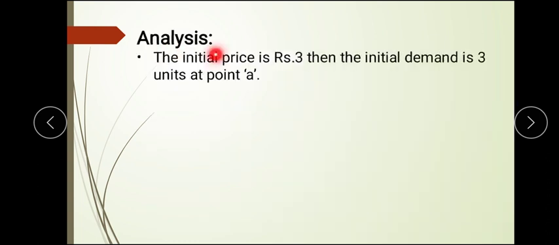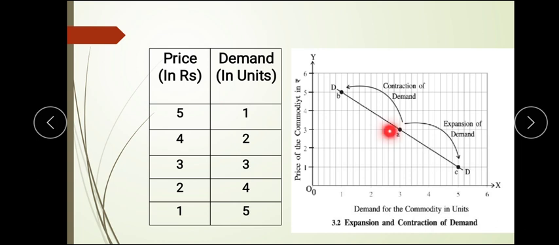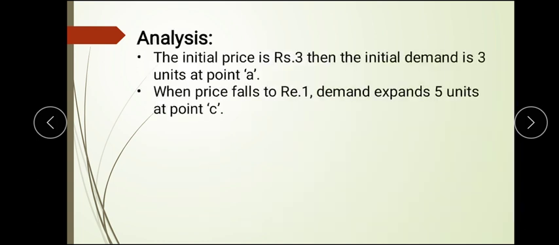Now let us analyze it. You find that the initial price, that is the starting price, is 3 rupees, and the starting demand was 3 units at point A, which we have seen here. So 3, 3. Then the second point says when the price falls to rupee 1 from rupees 3, the demand expands from 3 to 5 units at point C.